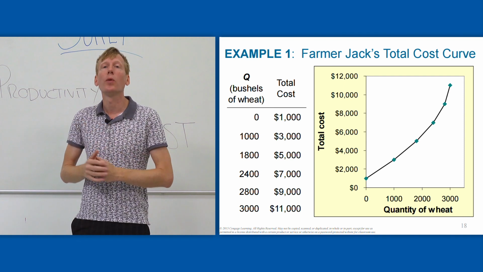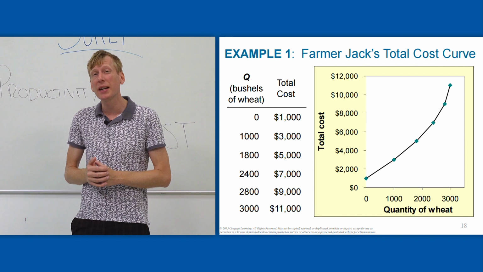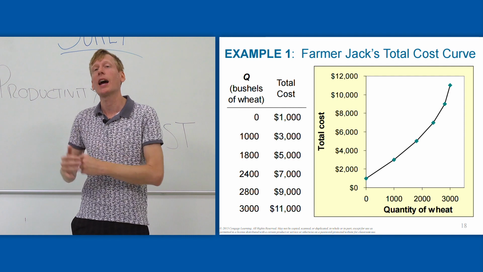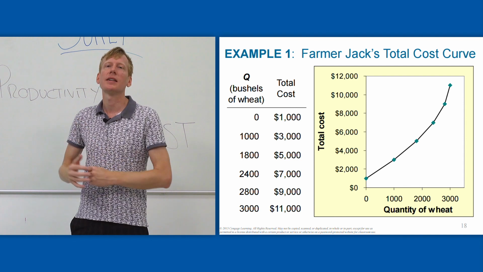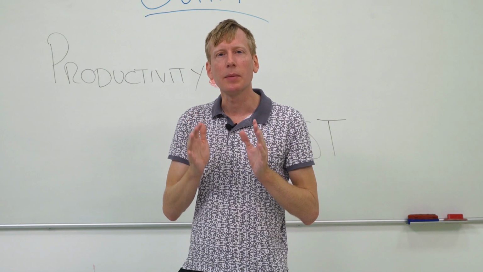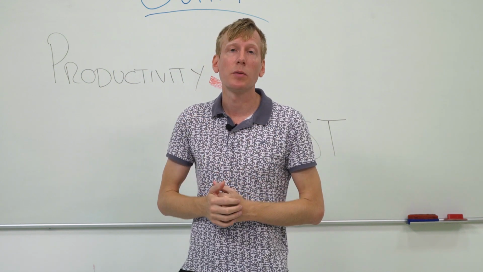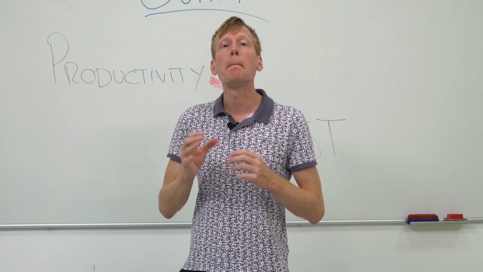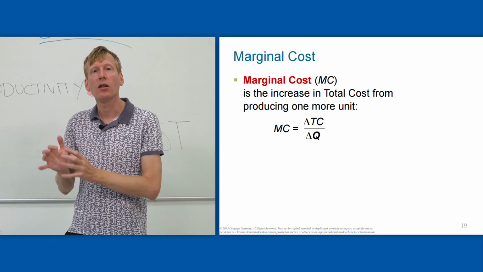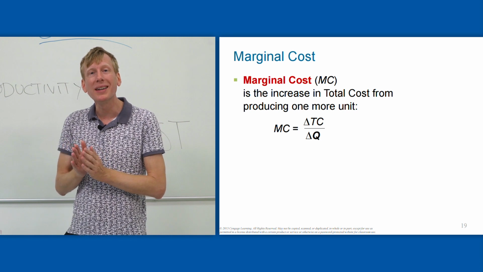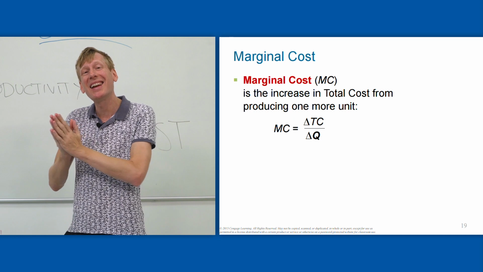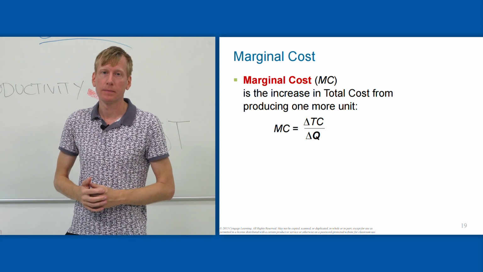The total cost for all the labor which is necessary to produce that quantity, all the land which is necessary to produce that quantity, all of the capital or any other inputs that are necessary to produce that quantity. Next, we want to define another concept, a more relevant cost for business decision making called marginal cost. Now, marginal cost is a cost at the margin, being the next.